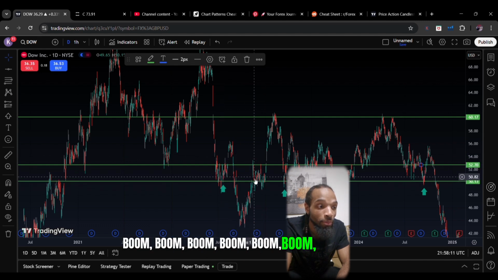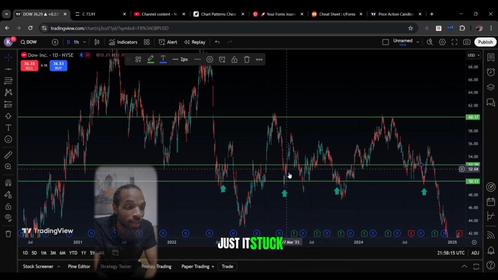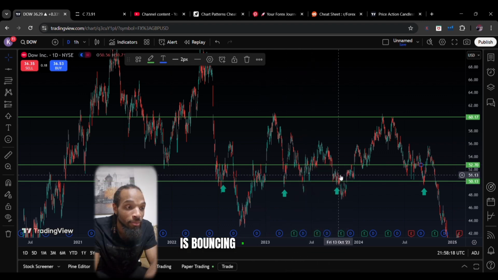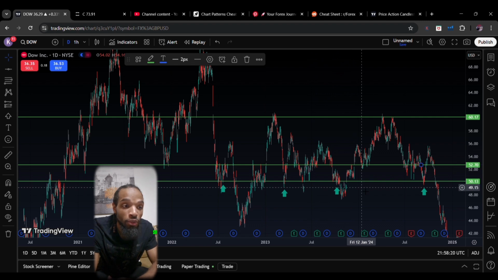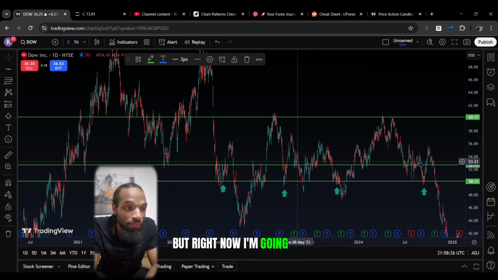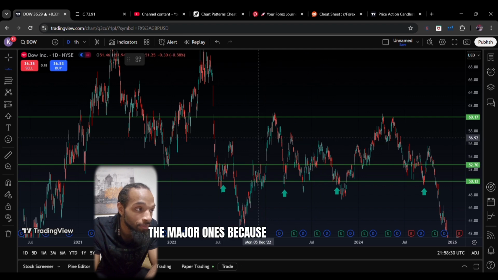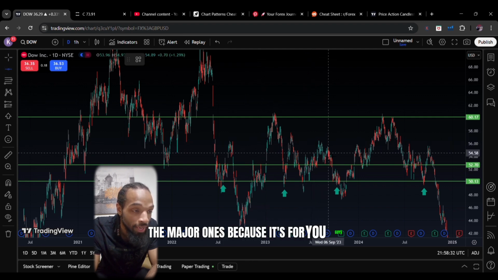Boom, boom, boom. You see, same right here. It's stuck. It's bouncing in between them. You see what I'm saying? So that's also major and minor support and resistance levels. But right now I'm going for the major ones because it's for you guys to understand.